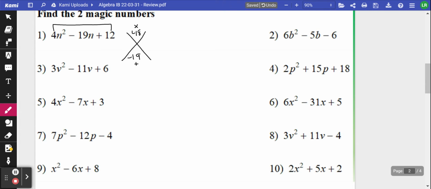Number two, okay, remember, A times C, so 6 times negative 6 is negative 36. Then it adds up to be negative 5. So we're looking for two numbers that multiply to be negative 36 and add to be negative 5.